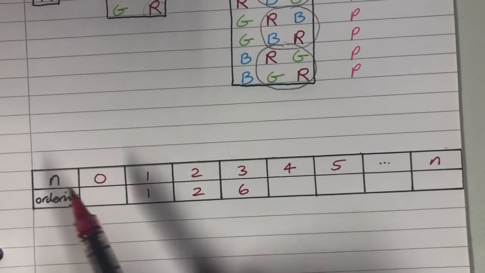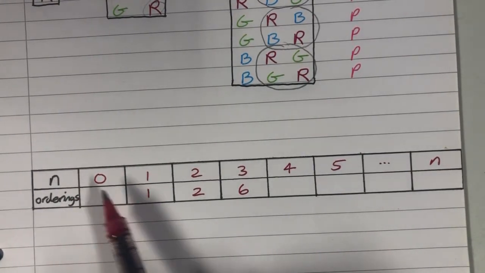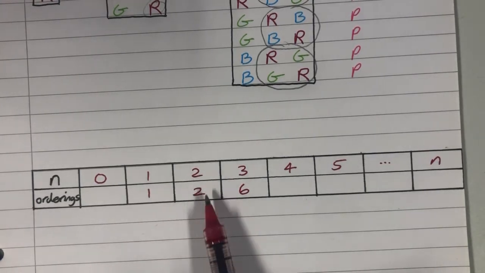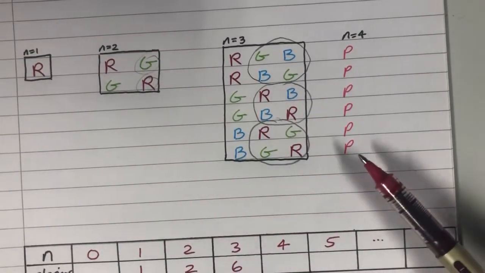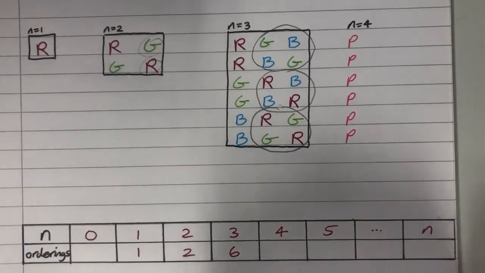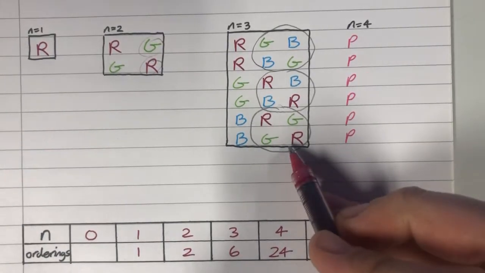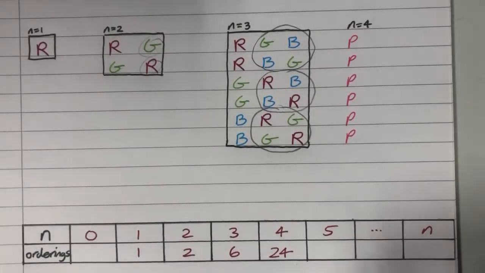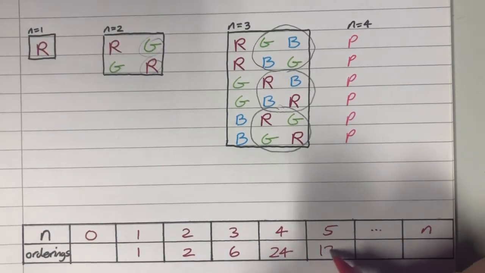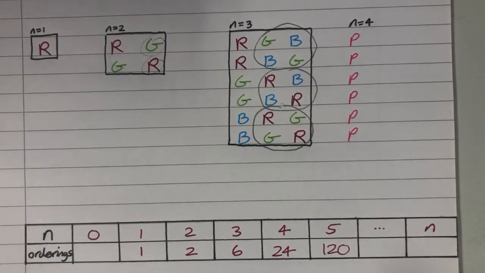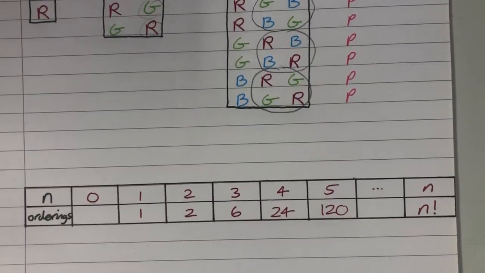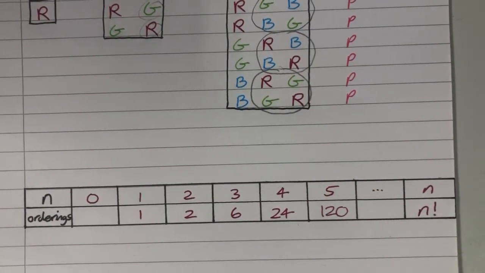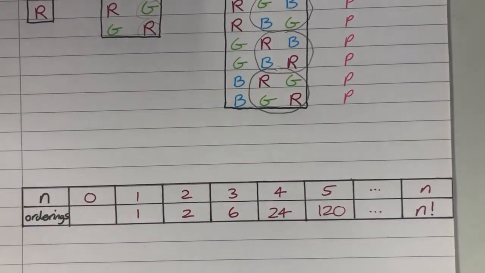So if n is 1, then there's 1 way to do it. If n is 2, there's 2 ways to do it. If n is 3, there's 6 ways to do it. If you add a 4th colour, I've added pink, then there are 24 ways to do it, because you're doing the previous one times 4. The next one would be the previous one times 5, so that's now 120 ways to arrange 5 colours. And in general, we would call this n factorial, which we denote with an exclamation mark. Okay, n factorial. Okay, that's a general case.